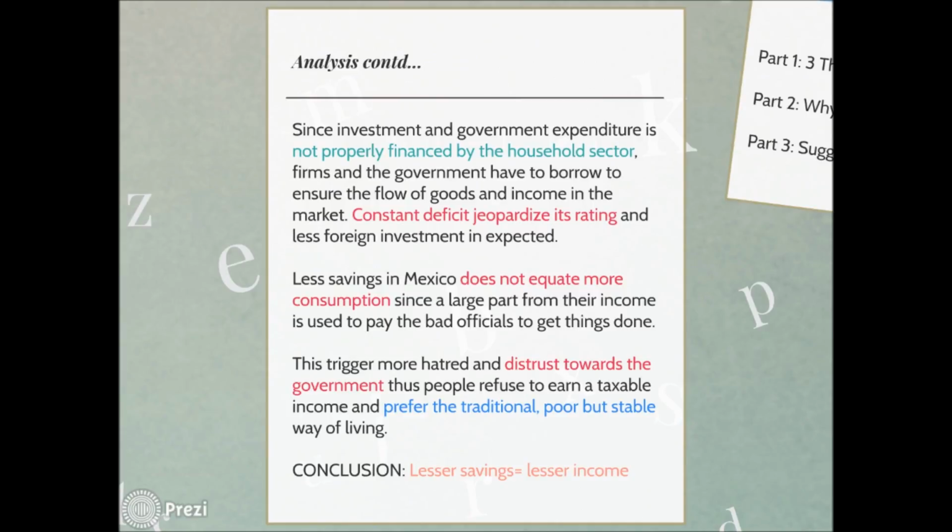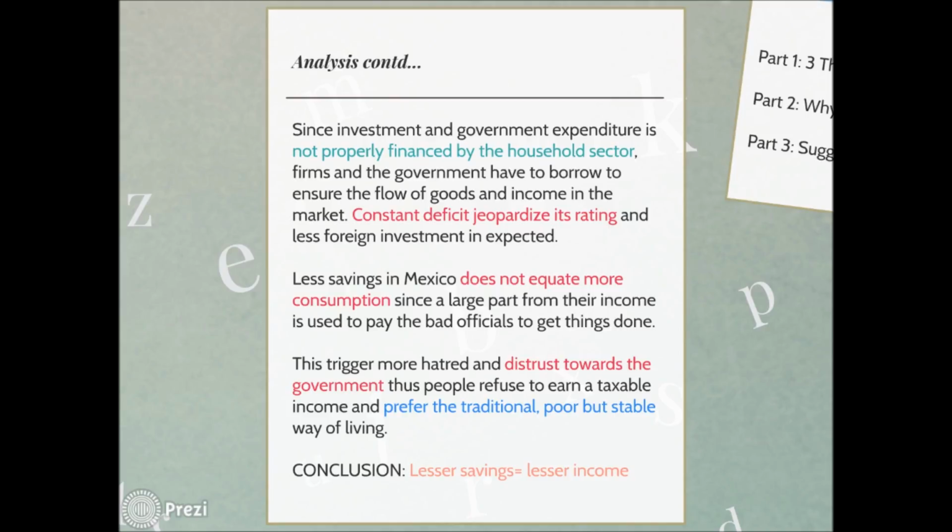Since investment and government expenditure, the injections, is not properly financed by the household sector, firms and the government have to borrow to ensure the flow of goods and income in the market. Borrowing creates a deficit, and a constant deficit jeopardizes Mexico's rating, and because of that, less foreign investment is expected.